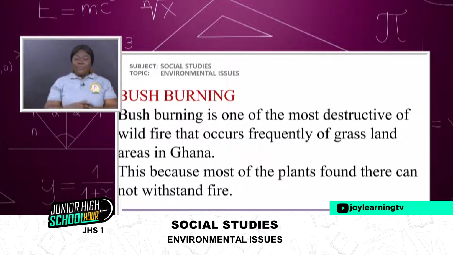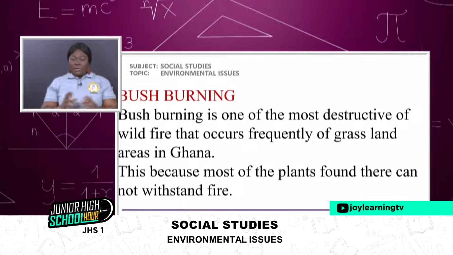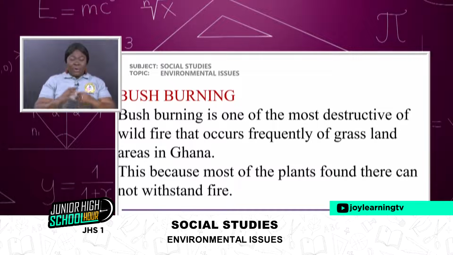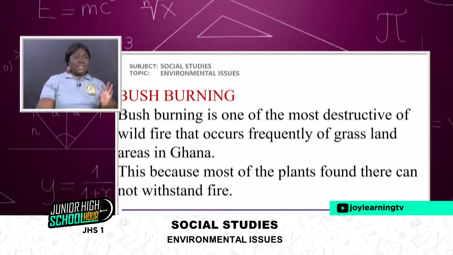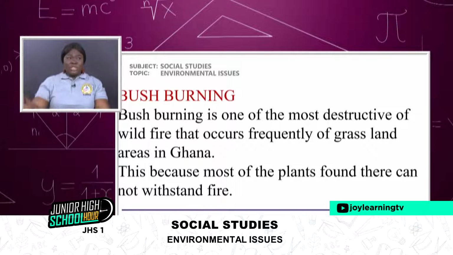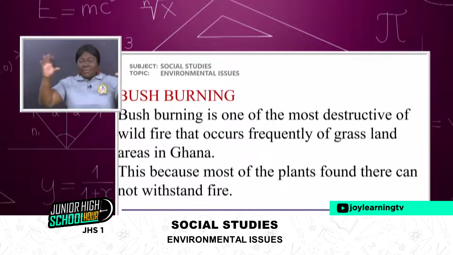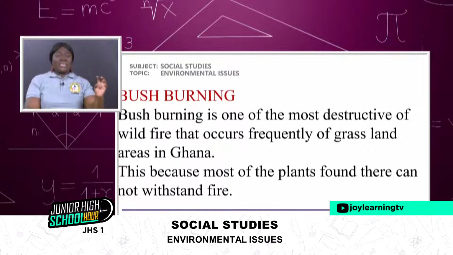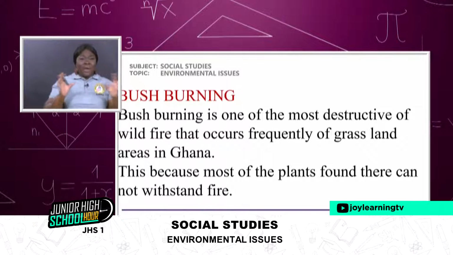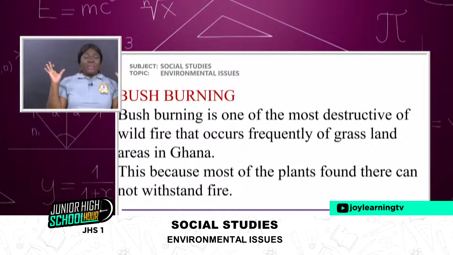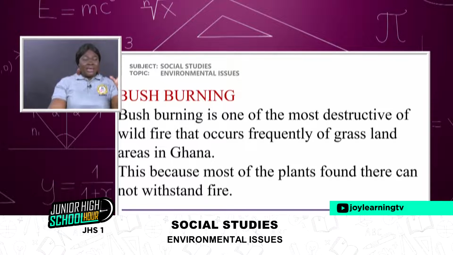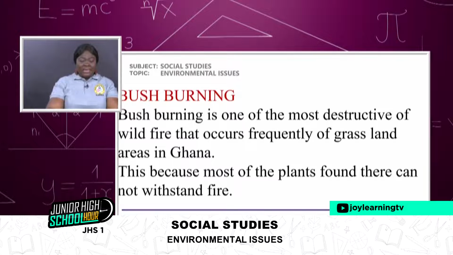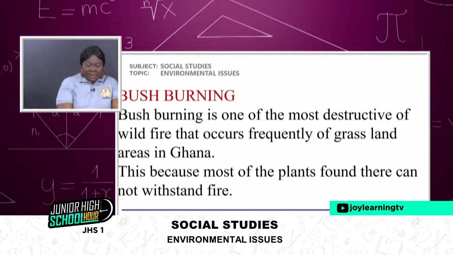Now let's look at bush burning. Bush burning is one of the most destructive wildfires that occurs frequently in grassland areas in Ghana. There are certain areas in Ghana, you know, that very soon we'll be learning vegetation. So you know the type of vegetation that we have in all the regions in Ghana. Some areas have grassland. And when the weather is very dry, it's very easy for the place to be set on fire because the leaves there are very dry. So we say that because of this, most of the plants found there cannot withstand fire.